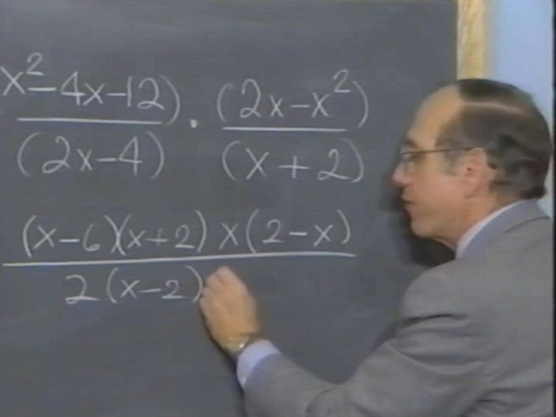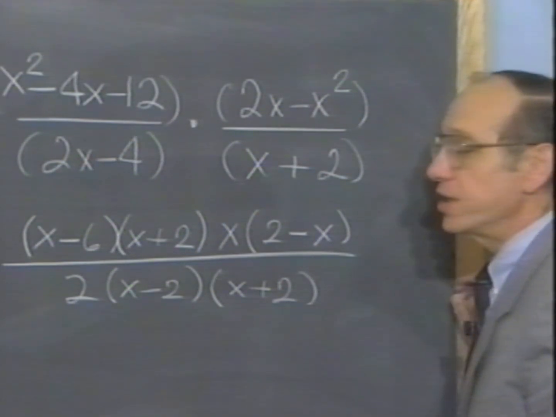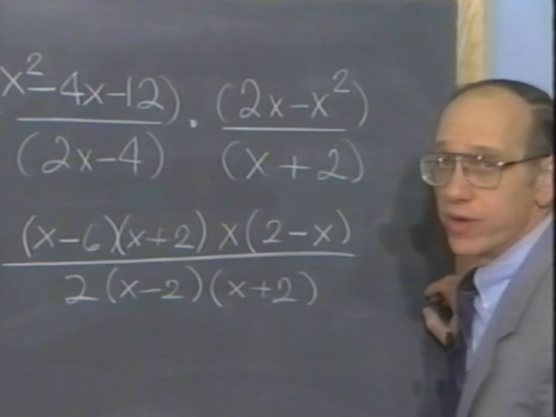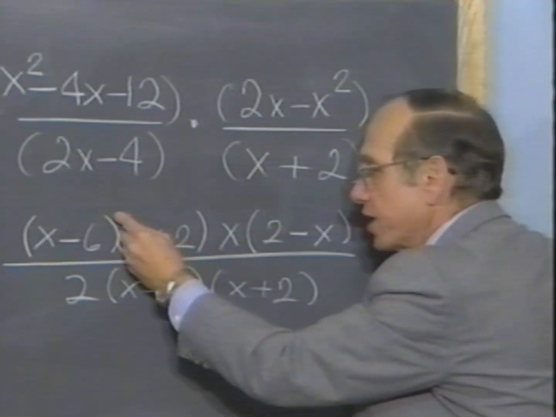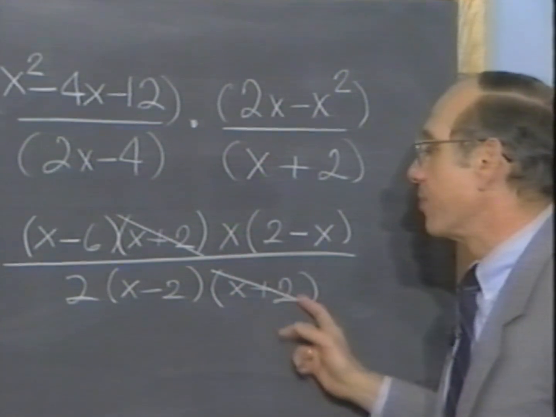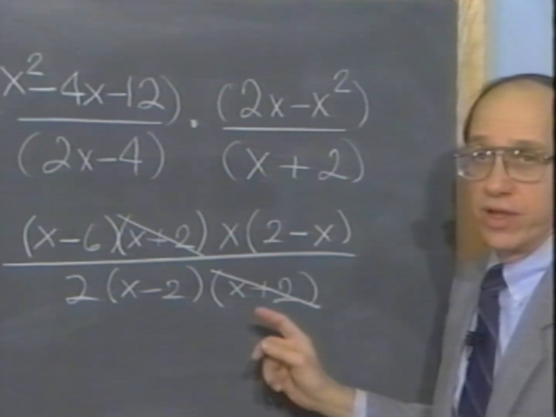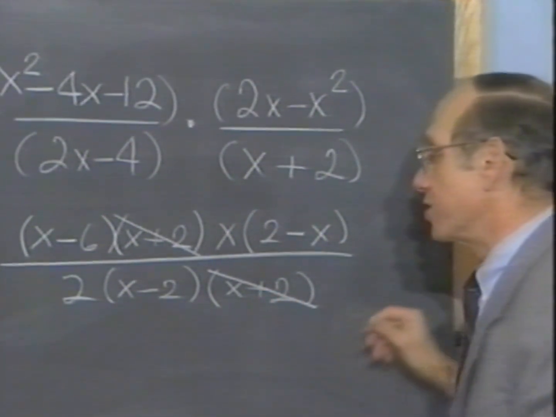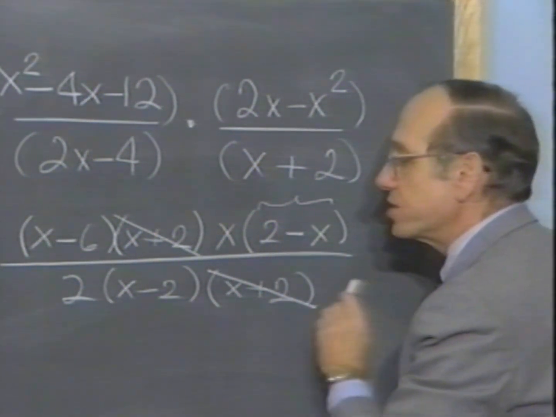And here we simply have the binomial x plus 2. Now let's see if there are any common factors in the numerator and denominator that divide out. Well, first of all, there's an x plus 2 here and an x plus 2 here. Numerator, denominator cancel out. And it looks like that's all we have, except there is another one, and it's a subtle one. Here we have the factor 2 minus x.